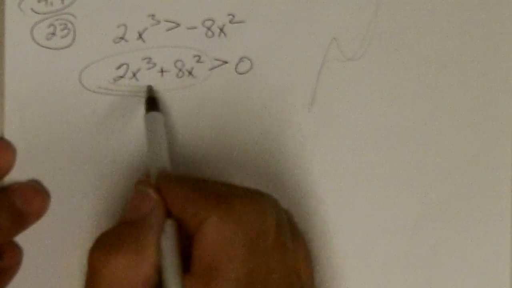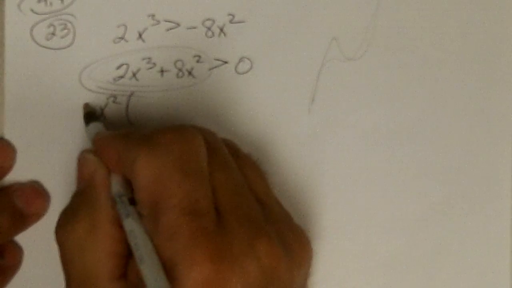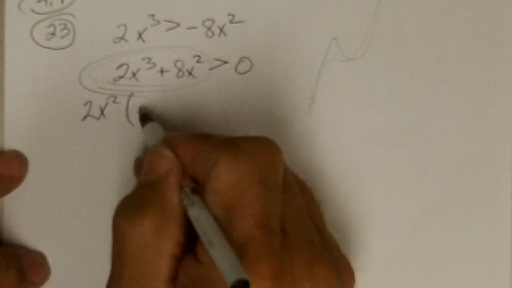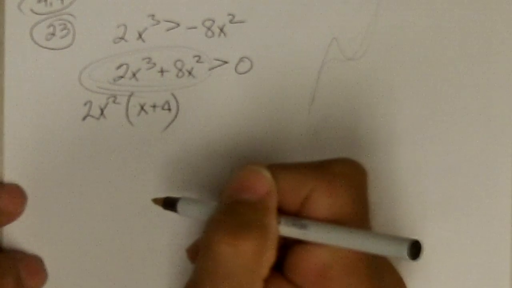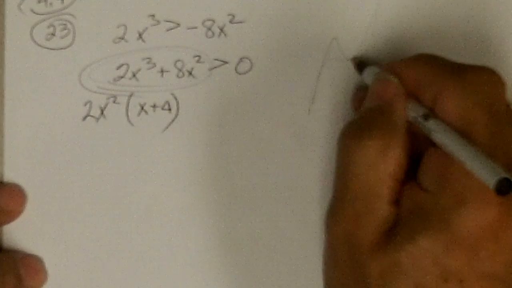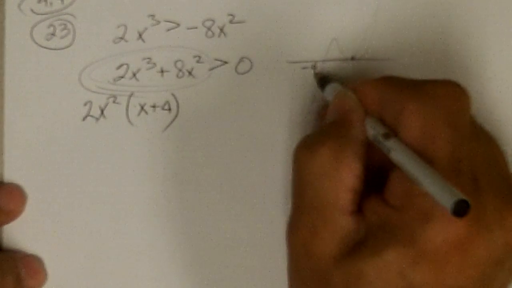So let's factor this. Well, an x squared comes out, actually a 2x squared comes out, and we'd have x plus 4. So it bounces at 0 and it crosses at negative 4.